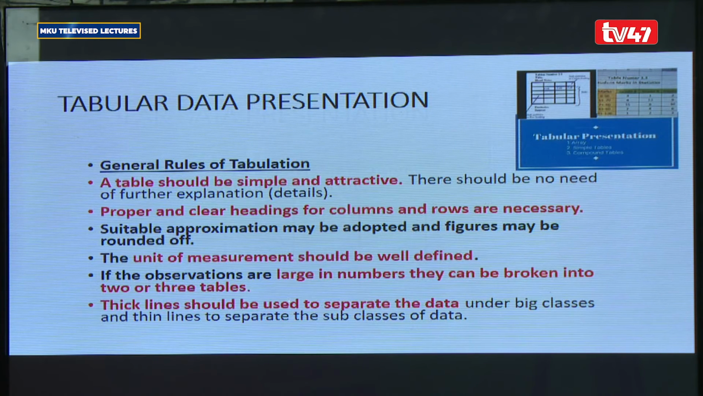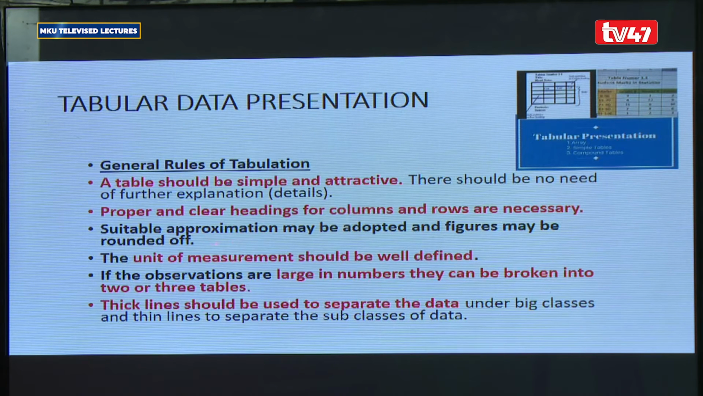There are some general rules that must be adhered to when it comes to the tabular presentation. One of them is that the table should be very simple and very attractive. Remember, especially when it comes to educational statistics, most of the statistics is going to be based on children, and a lot of attractiveness and color is provided. But they must be simple to understand, but also very attractive to leave the reader or the consumer glued to it. There have to be proper and clear headings for the columns and rows, and that is what we have called the stub, and that is also what we have called the caption.